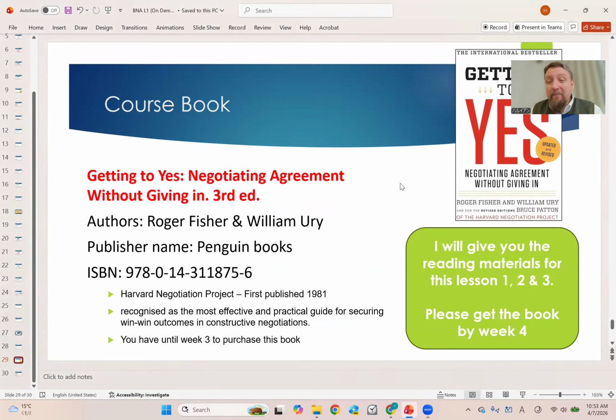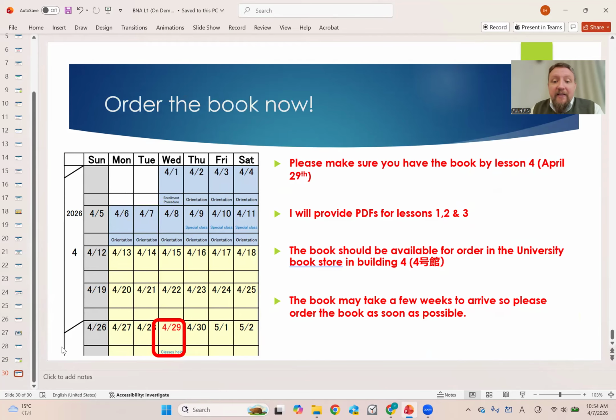The book cover should look something like this as well, like in the picture. As I mentioned, it might take a little while for the book to arrive. They don't always have the books on week 1, unfortunately. So I will be giving you the homework readings for weeks 1, 2, and 3. However, by week 4, I do expect you to have the book, so order it as quickly as possible. It might take maybe 1 or 2 weeks to arrive, so please make sure you order it. You need to have the book by April 29th.